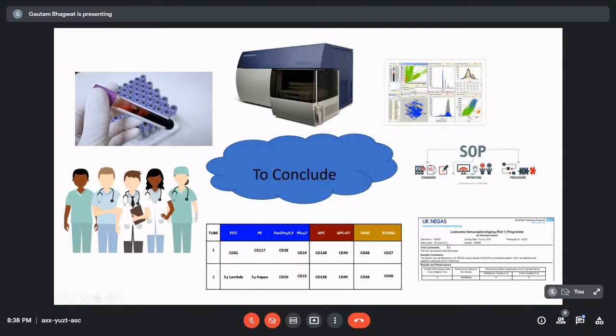You must participate in some ILC or external quality assurance program, and of course you must have skilled technicians and skilled doctors to give out the best reports and help the most in the patient care.